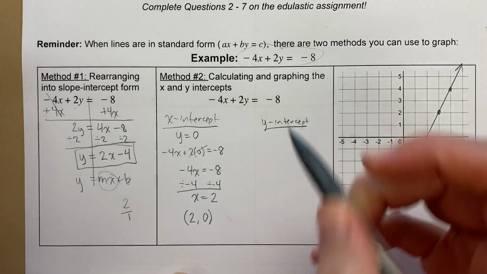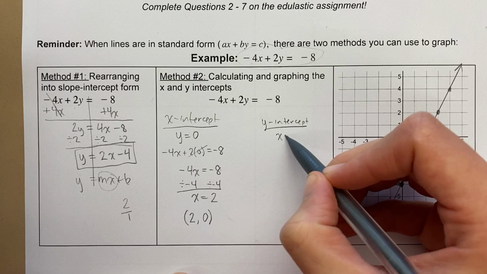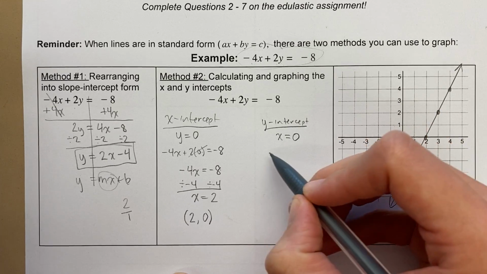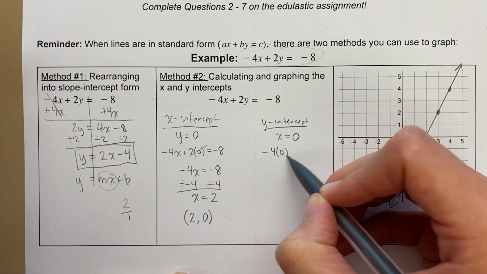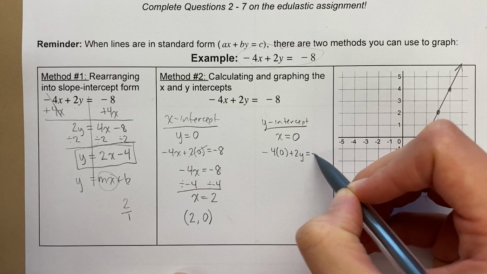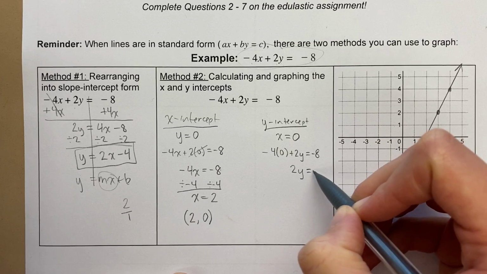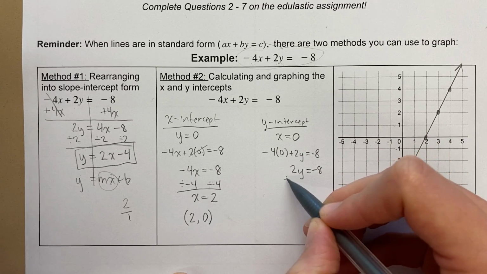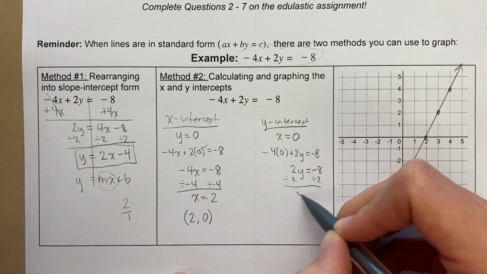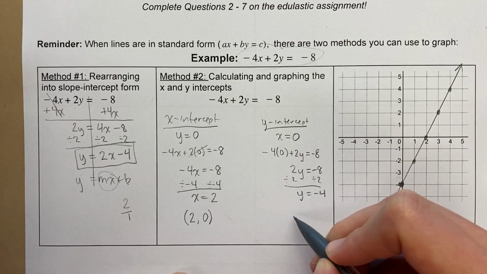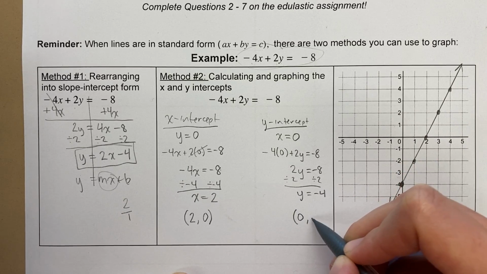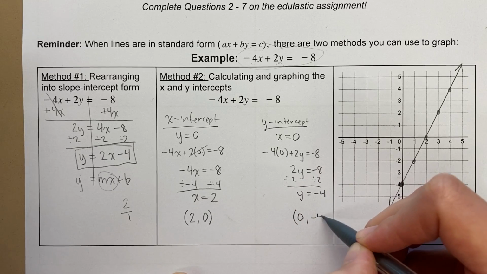because I plugged in 0 for y. Now the y-intercept, in order to find the y-intercept, I plug in 0 for x. So that looks like this. And then this negative 4 times 0 becomes 0, which leaves me with just 2y equals negative 8. And when I divide by 2 on both sides to get y by itself, I get negative 4. So that's this point. x is 0, right, because I plugged in 0 for x, and y is negative 4.